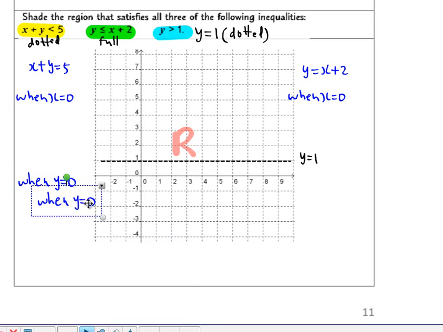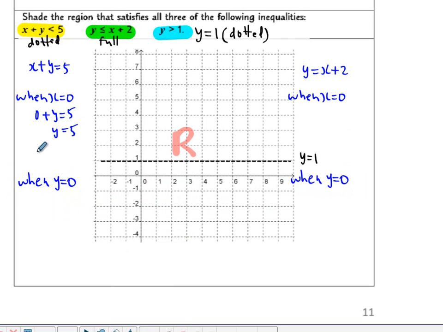So I'm just doing this here. Let's try with the first one. When x equals 0, that's easy. When x equals 0, 0 plus y equals 5. So y equals 5. What is the coordinate? 0, 5.